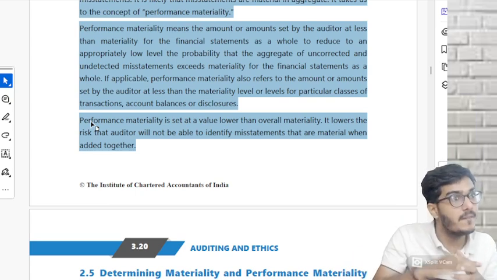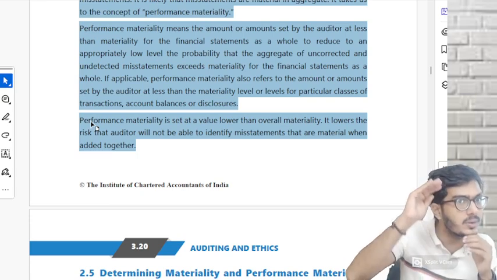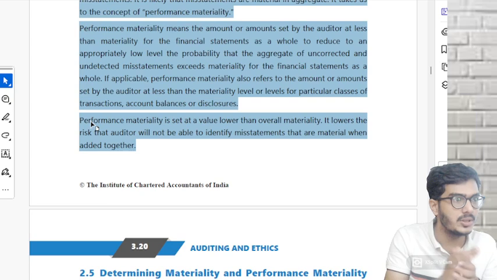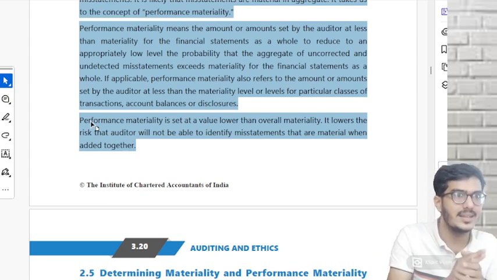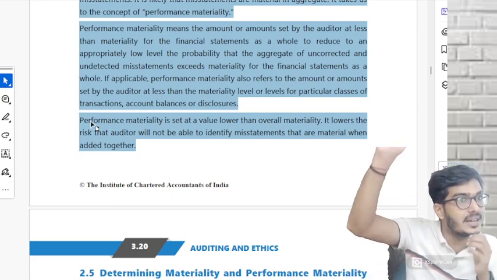It must not cross 1 lakh. Same thing for examination also. You are preparing to get at least 80 marks, but you are making sure that you are also preparing for at least 50 marks. Same thing here also. You are setting up a materiality for 1 lakh.